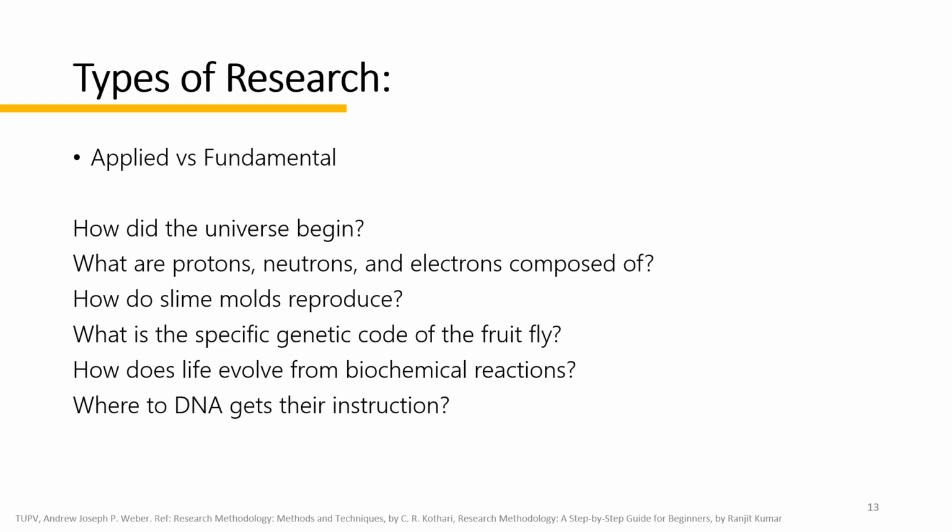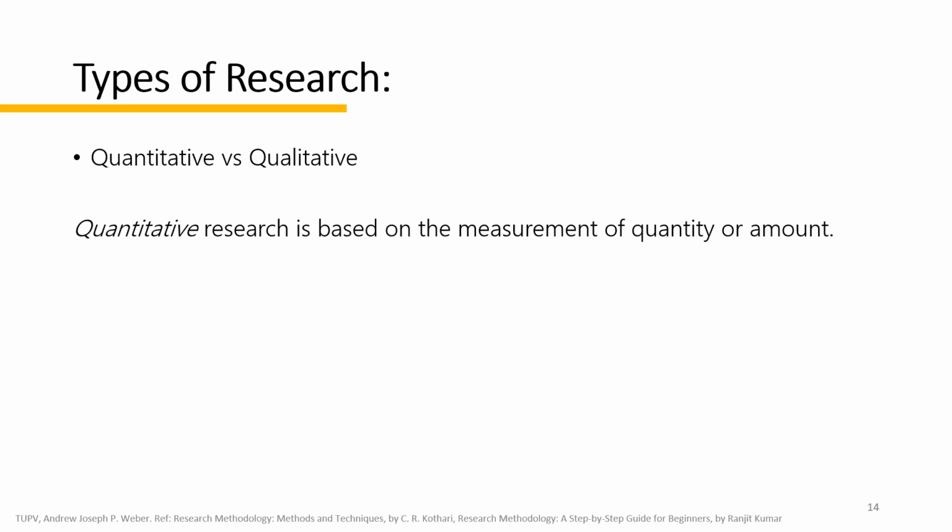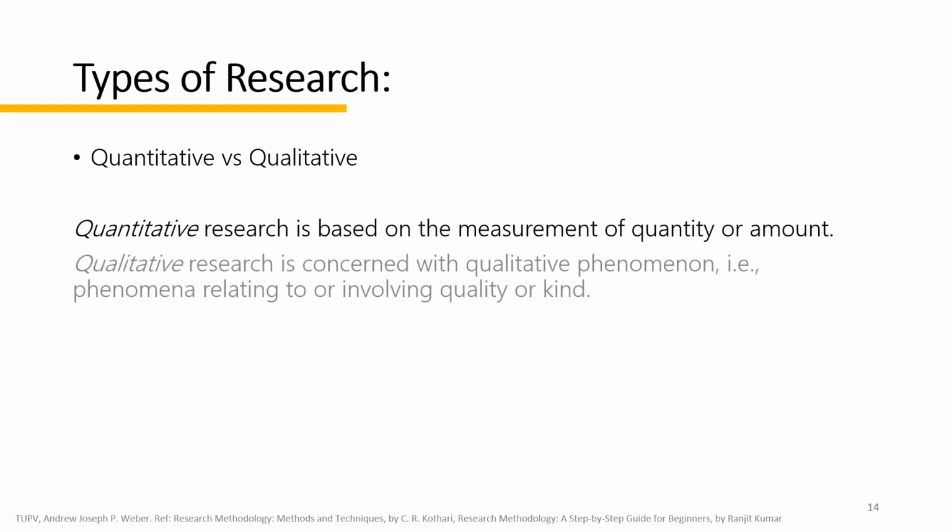Another types of research can be quantitative or qualitative. Quantitative research is based on, you guess it, the measurement of quantity or amount, while qualitative research is concerned with quality, with phenomena relating to or involving quality or kind. For example, when we are interested in investigating the reasons for human behavior, why do people think or do certain things?